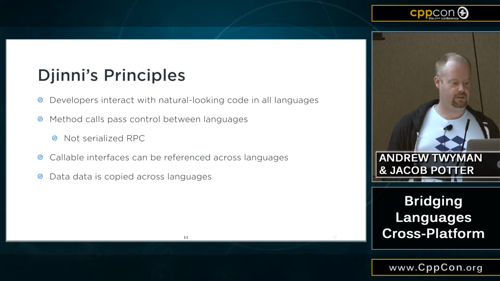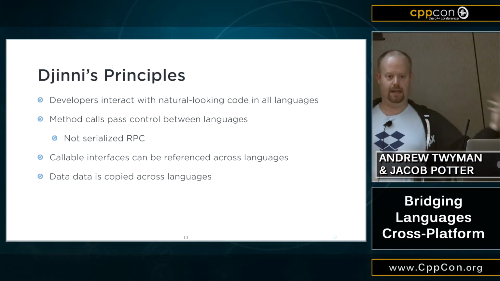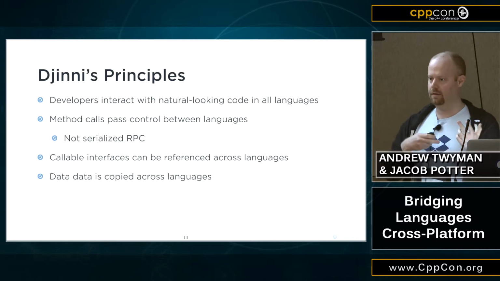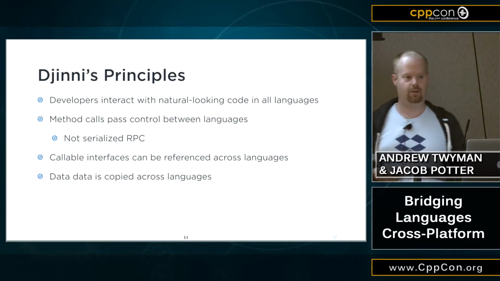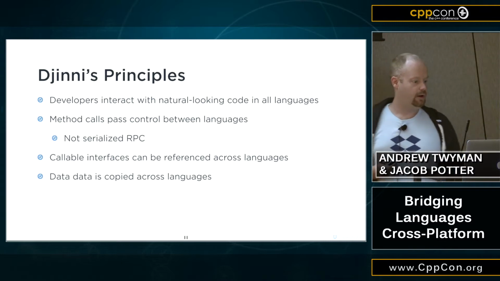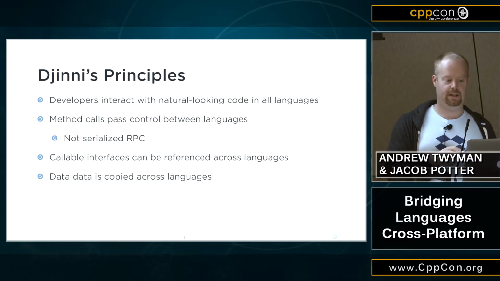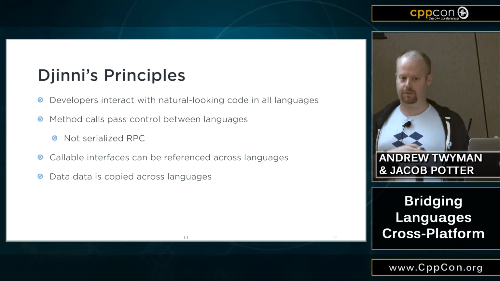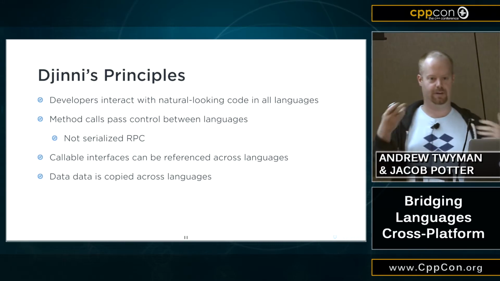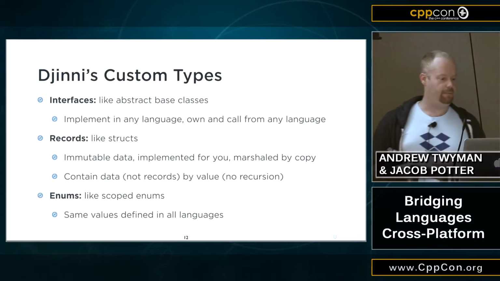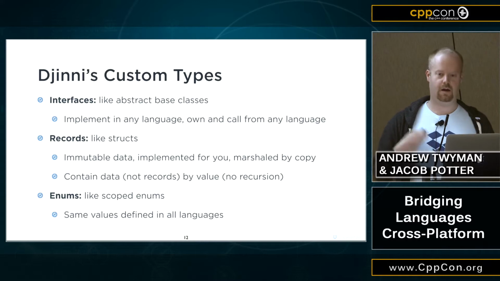The interfaces that are callable can be referenced from any language, meaning you can implement them in one place, call them in another place. Doesn't matter which one, as long as you put a couple decorators in your IDL saying which ones you would like to work, because they can generate different code. And then when you pass data between languages, it actually gets copied. Only once, but because it has to be different types in different languages, we couldn't really get around at least one copy being made. Djinni supports these basic custom types that you define in your IDL.